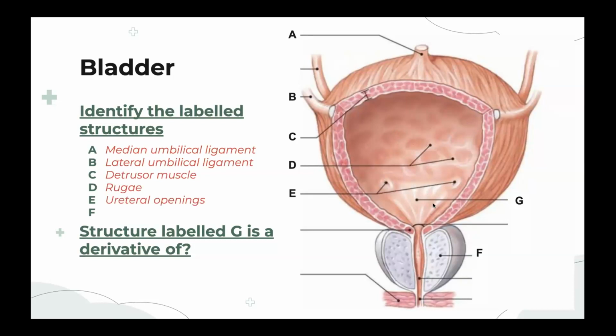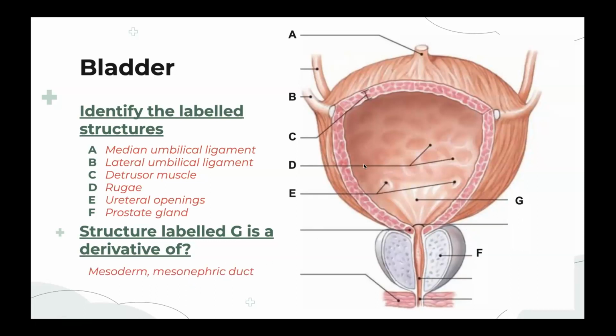G, what is this? The trigone, the smooth part. And F, the prostate. And what's the derivative of G, the trigone? What's the embryological derivative, meaning from what structure did it originate? Mesoderm, specifically the mesonephric duct.